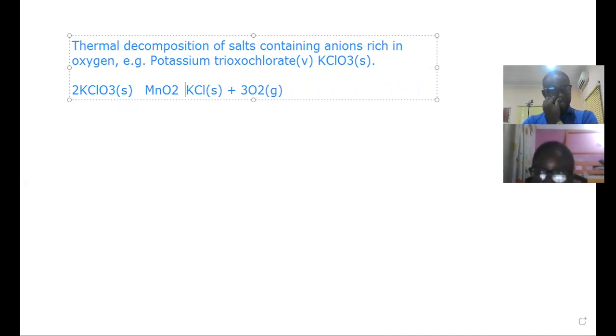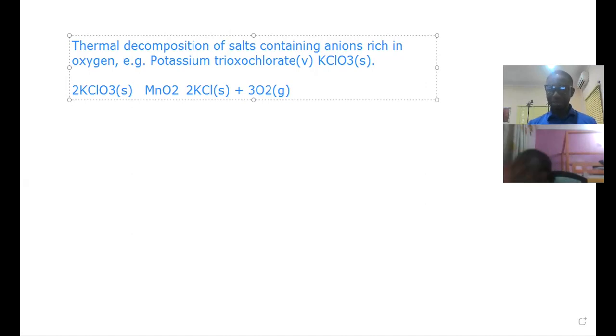The test of oxygen. Okay, this is it. KClO3, MnO2, which is manganese peroxide, which is the catalyst. Heat is being applied to KClO3 to give 2 KCl plus 3 molecules of oxygen gas. All right. Another way it can be produced in the lab is by the decomposition of hydrogen peroxide.